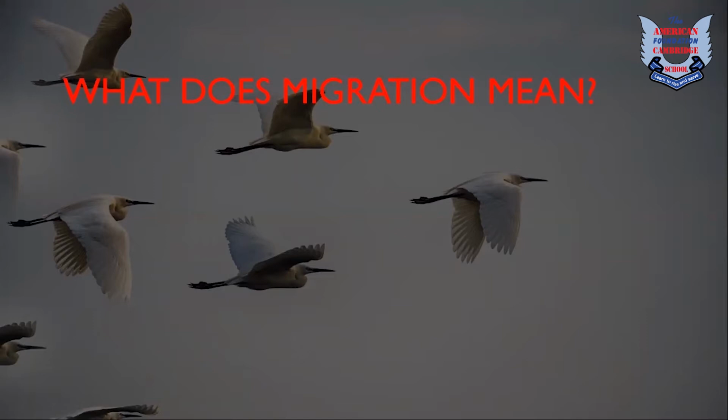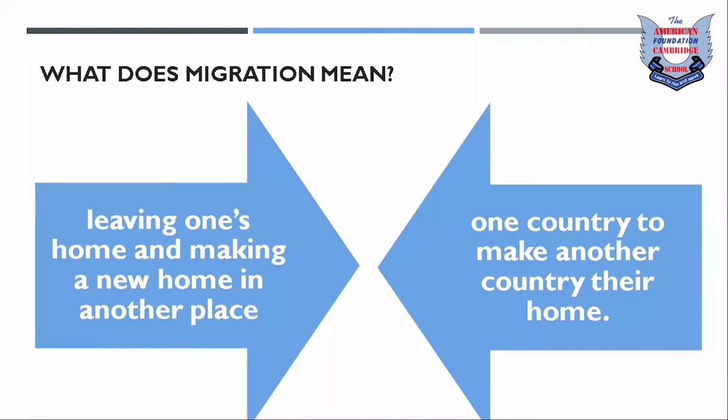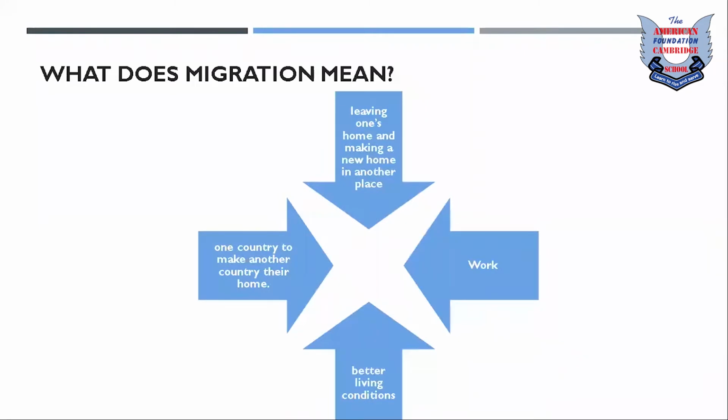What does migration mean? Migration means leaving one's home and making a new home in another place in search of work or better living conditions. People also move from one country to make another country their home. Human migration is the movement of people from one place to another with the intentions of settling permanently or temporarily at a new location. The movement is often over long distances and from one country to another.